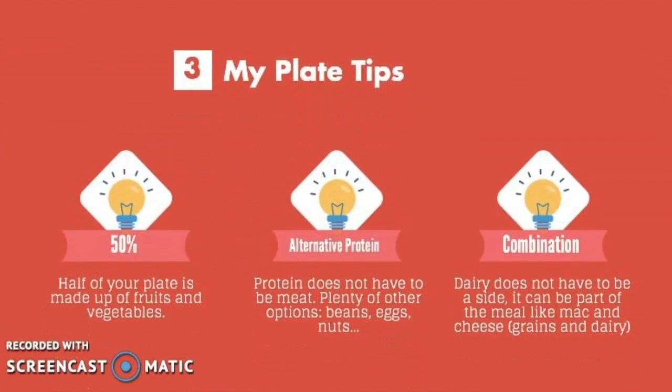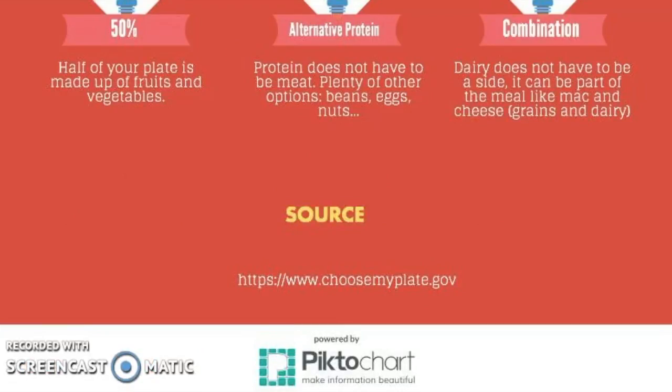Half of your plate is made up of fruits and vegetables. Protein does not have to be meat. There are plenty of other options such as beans, eggs, and nuts, just to name a few. And lastly, dairy does not have to be a side. It can be part of the meal, such as macaroni and cheese. For more information about the MyPlate Food Guide, go to choosemyplate.gov.